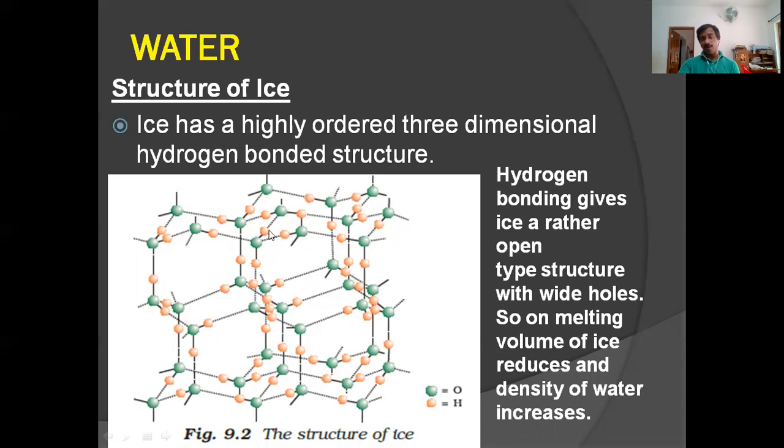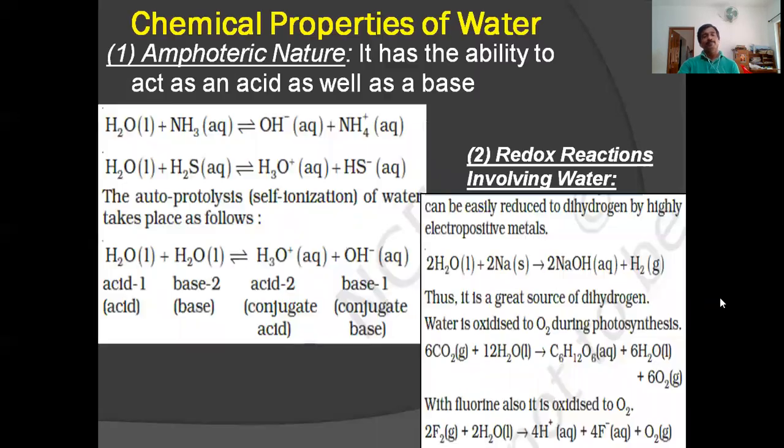So when ice melts, what happens? The hydrogen bonds will break and the molecules will enter into this open space. As a result, the volume reduces and the density of water increases after melting. That is so up to 4 degrees, and after 4 degrees the density of water will decrease. Up to 4 degrees, water is denser than ice. The reason is that when it melts, the hydrogen bonds break and the water molecules enter into the cavities or open space in ice.